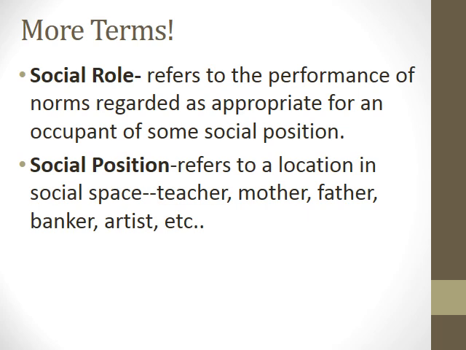So a couple more terms. One is social role. A social role refers to the performance of the normal tasks regarded as appropriate for the occupant, the person who is in a particular social position. You all have a role. You have a role as a student, as a member of a family, and there are certain norms that go along with that role. Also, social position refers to your location in the social space that you find yourself.